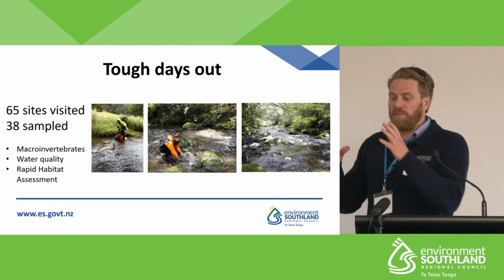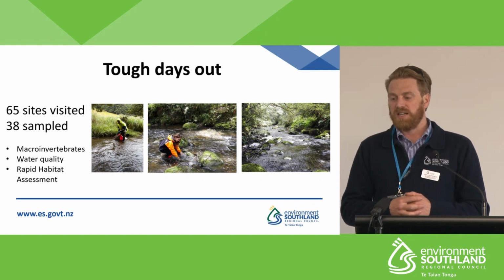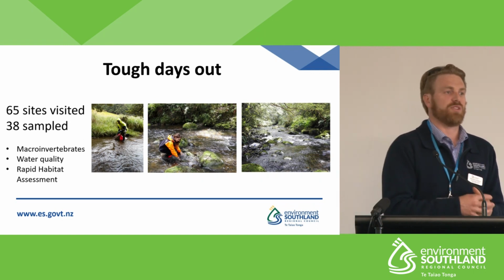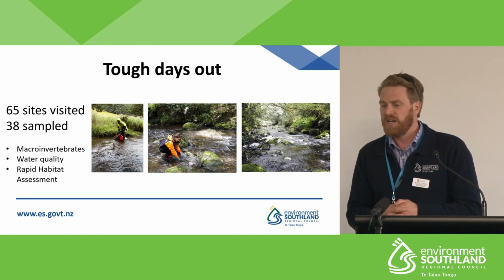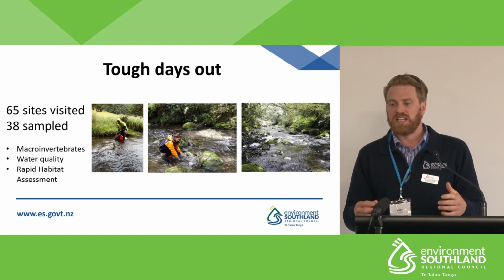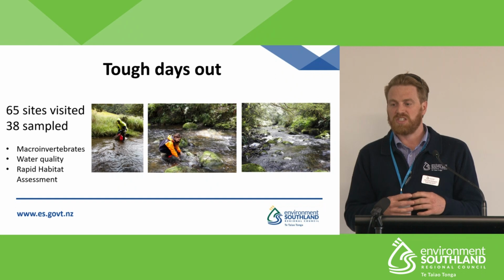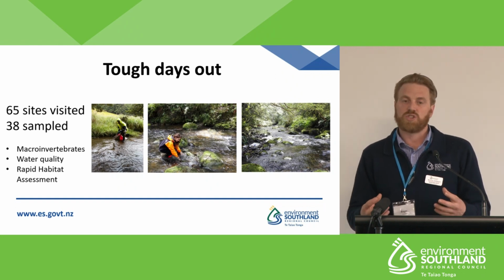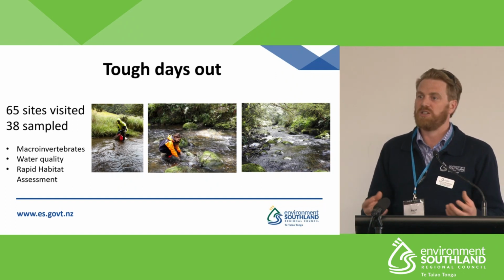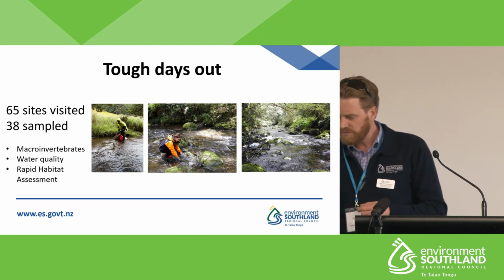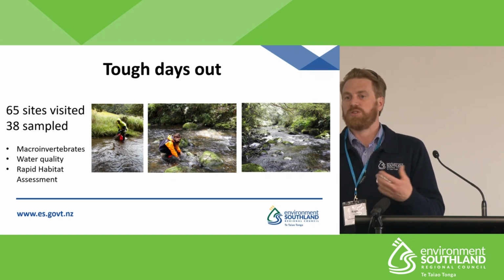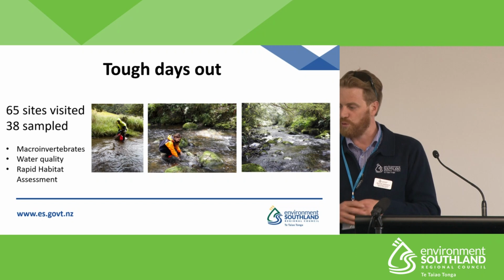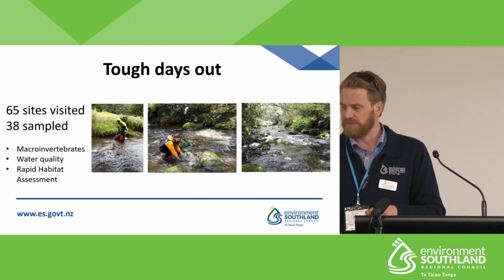So I'm going to talk now about some of the results from the Rapid Habitat Assessment. If you're not familiar with that, this is a tool that was developed by Cawthron in 2015 and provides an assessment of stream habitat conditions using 10 metrics, and those metrics can be summed to provide an overall score for a site.